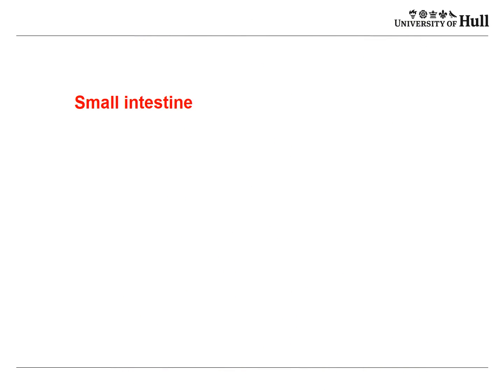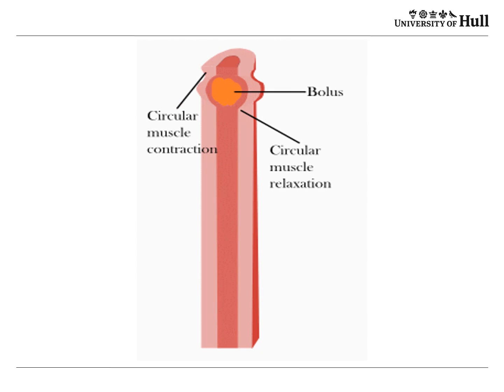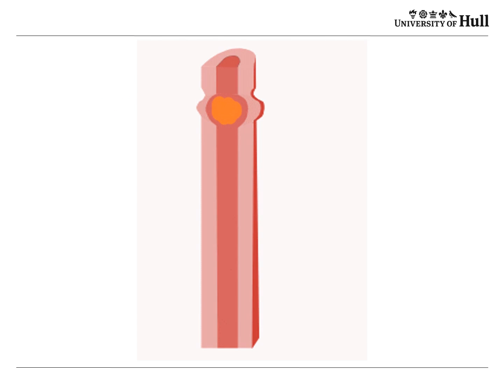So let's look at the small intestine first of all. The small intestine propels food along it by peristalsis. This is just to remind you what peristalsis is, a wave of relaxation of circular muscle followed by a wave of contraction.